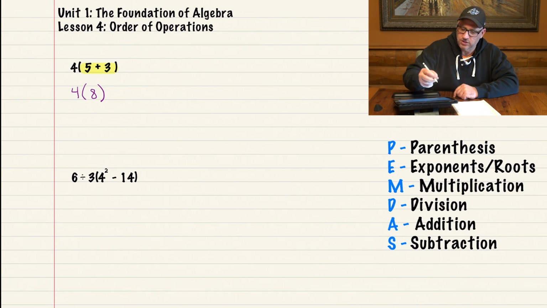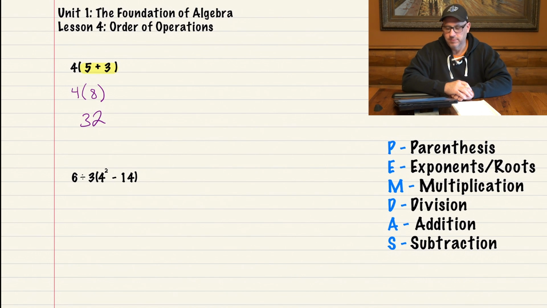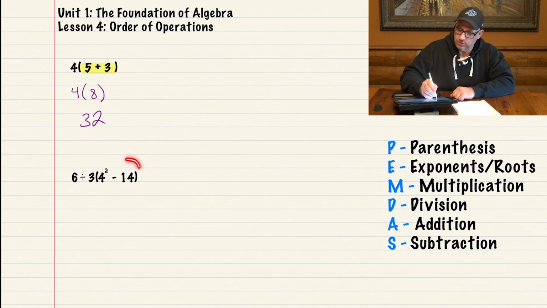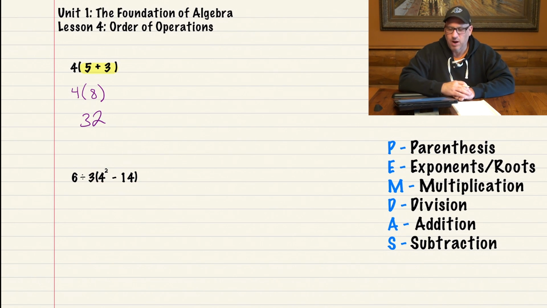So that's what we're going to do next: multiply 4 times 8 is 32. Okay? Looking at the next one, much bigger problem, right? This one is kind of fun because let's look at the very first step. Parentheses. Yes, we have parentheses. But now we got a couple of things going on inside the parentheses.